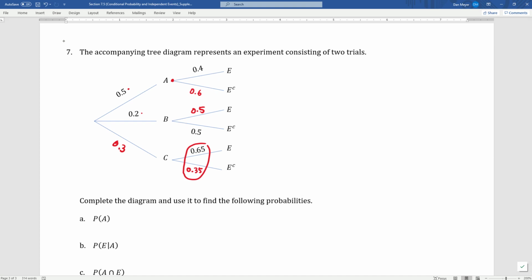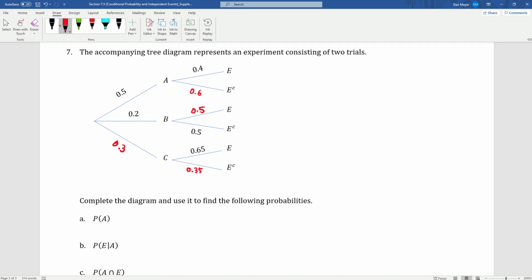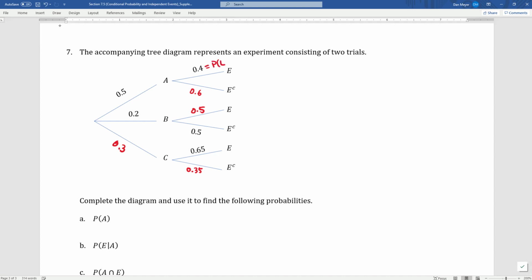All right, and then we can complete our tree diagram. I guess our tree diagram is technically complete here. We can also take some time to remember that this 0.4 here is the probability of E given A. This 0.6 is the probability of E complement given A.